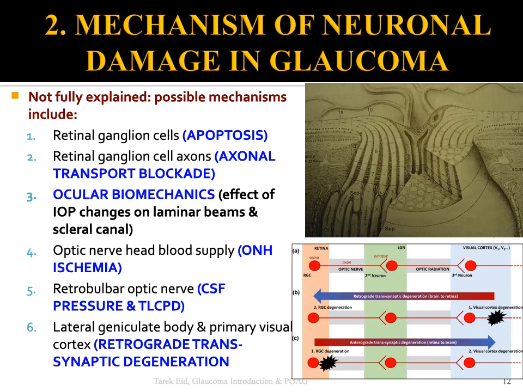These mechanisms may include apoptosis of the retinal ganglion cells or axonal transport blockage, sometimes related to the ocular biomechanics, or optic nerve head ischemia, or may be related also to changes in CSF pressure and the translaminar cribrosa pressure difference. Also, some theories said it could be retrograde transsynaptic degeneration coming from the occipital cortex and the lateral geniculate body.